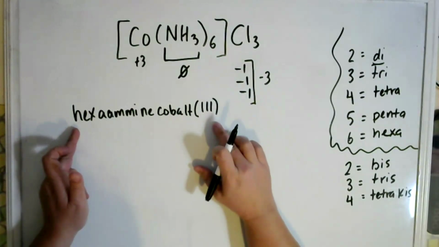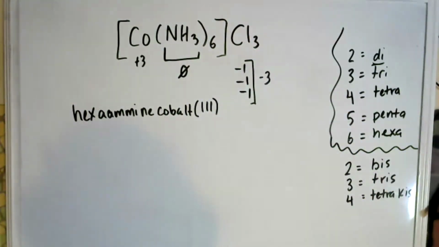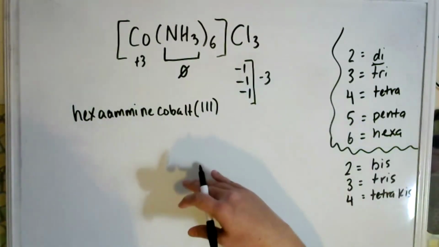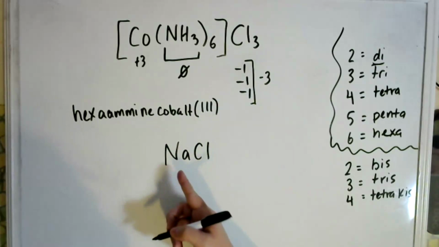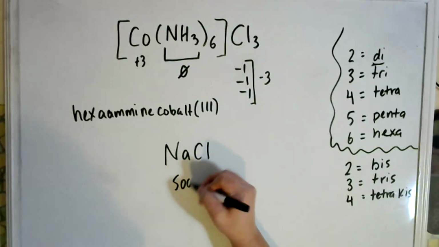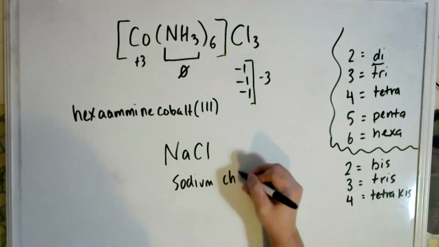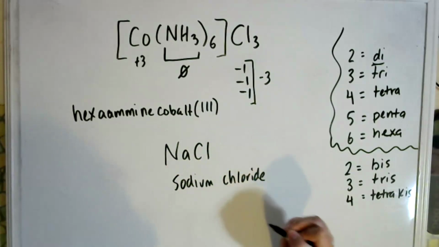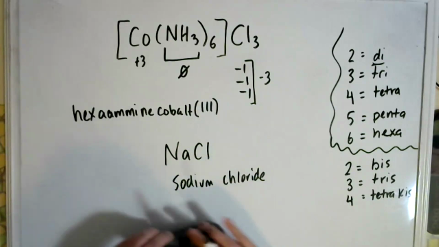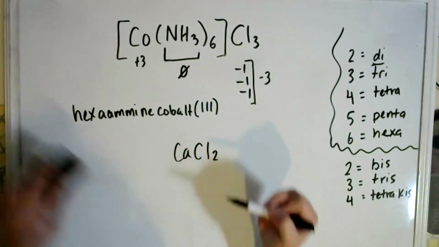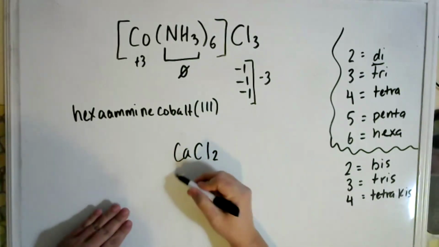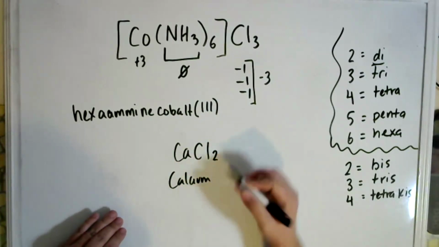Now, to finish this name off, you're going to look at your other ion, your counter ion here, and you name it just like you would name chloride in a regular compound. Like if it was NaCl, this would be sodium chloride, right? Sodium space chloride. A better example is CaCl2, right? I've got calcium space chloride.